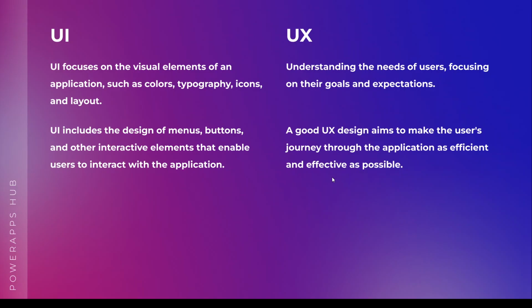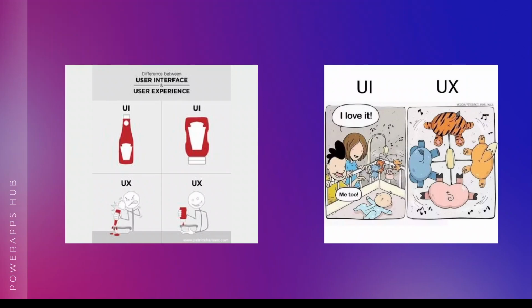I am going to show you two images so you can get an idea of the difference between UI and UX. Let's have a look at these two examples. The first one is an example of a ketchup bottle. In the first section, the UI, meaning the shape of the bottle, is good compared to the second one, but the user experience of this is not that great. In the second image, you can see the baby is sitting here and the toys are hanging, but the UX, this is what the baby sees, right?